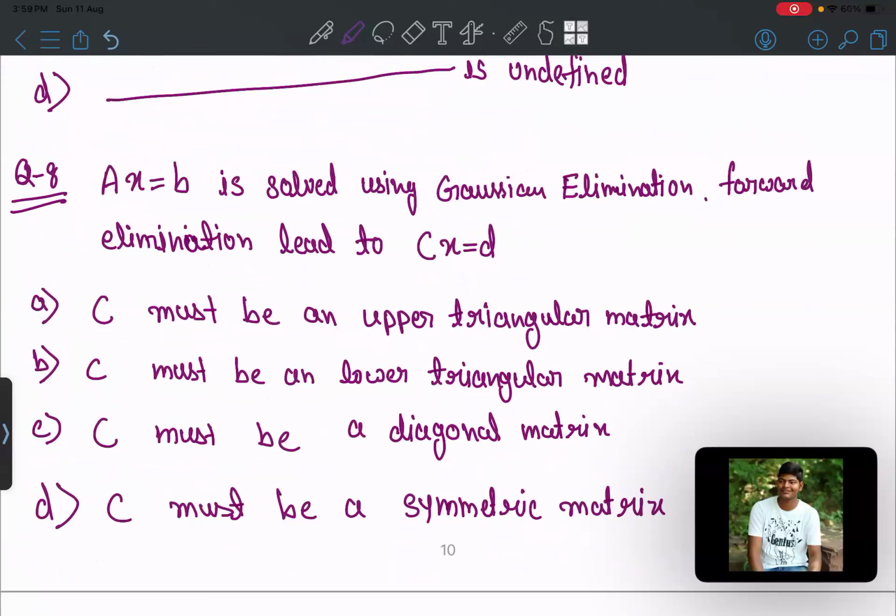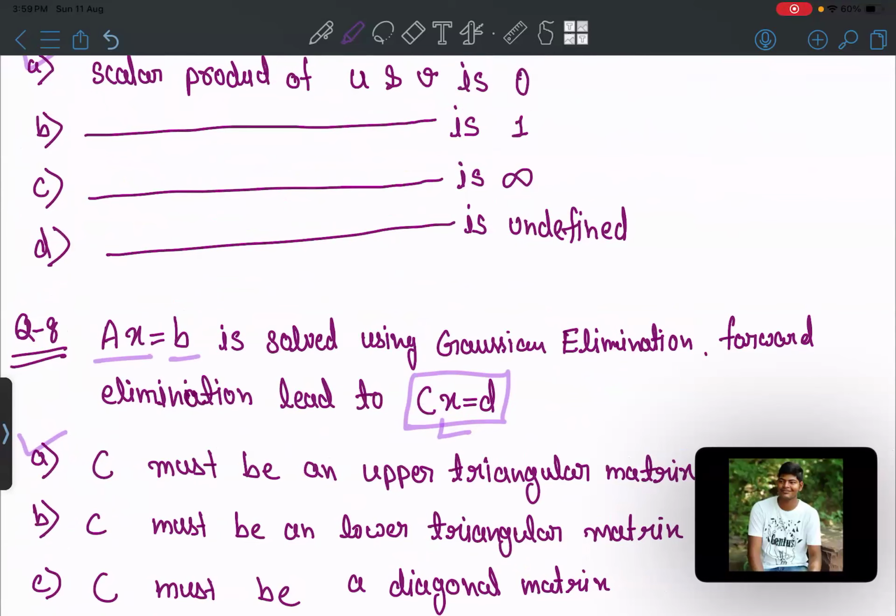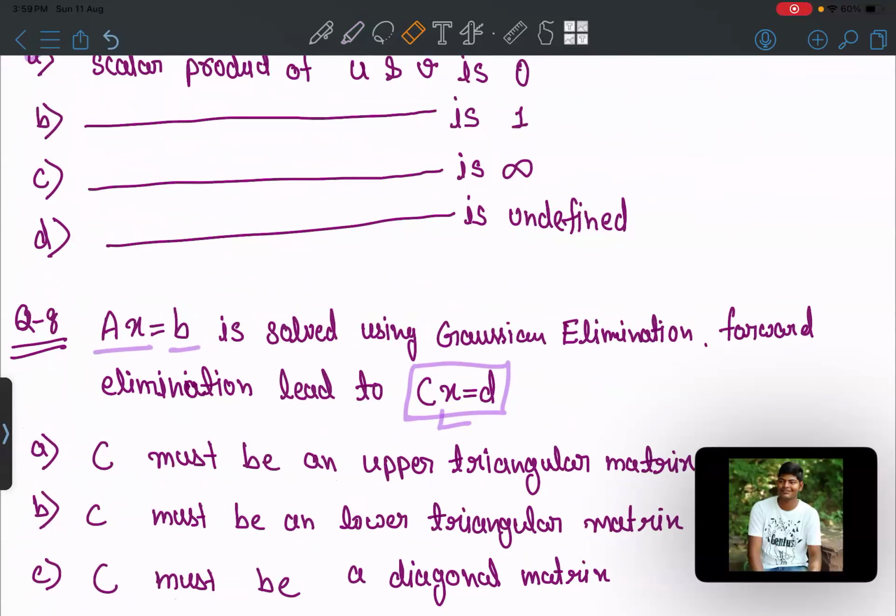So in Gauss elimination method, what do we try to do? We try to convert an AX equal to B type of problem into a CX equal to D type of problem, where C is what?